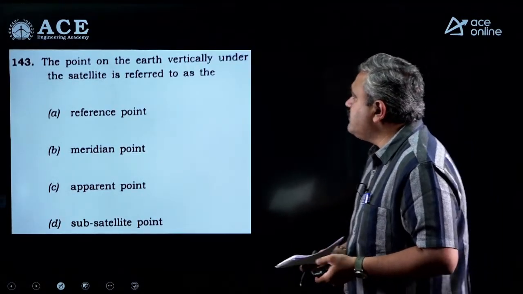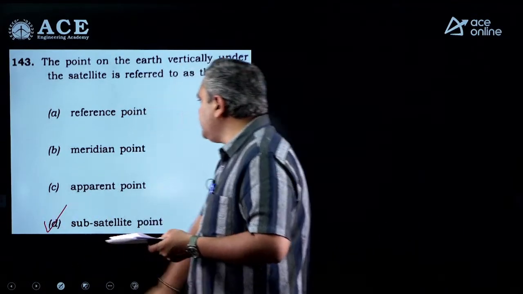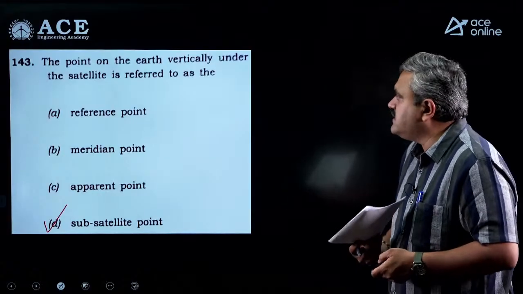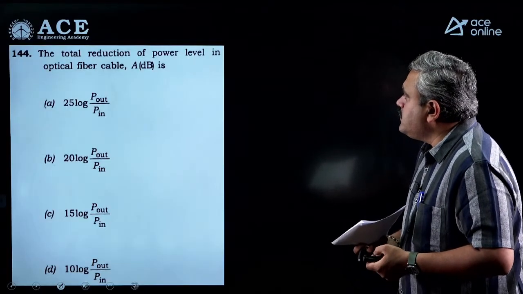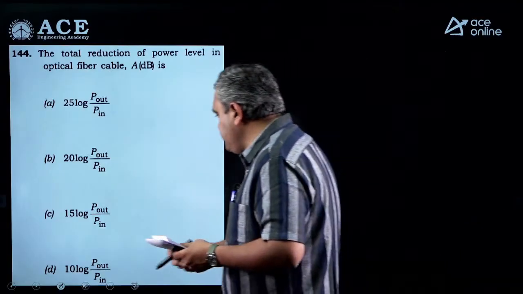Next, the point on the earth vertically under the satellite is referred to as the subsatellite point. These are all direct theory bits, nothing very special here. The total reduction of power level in an optical fiber cable, capital A dB, is dash.